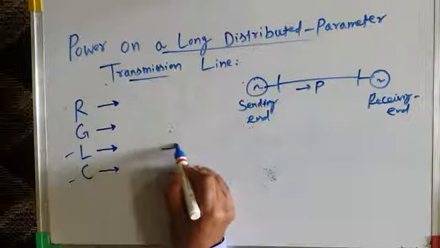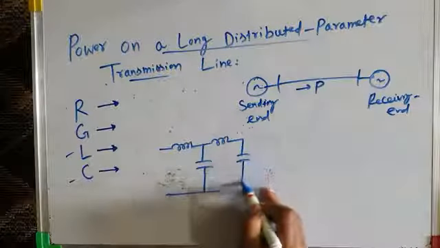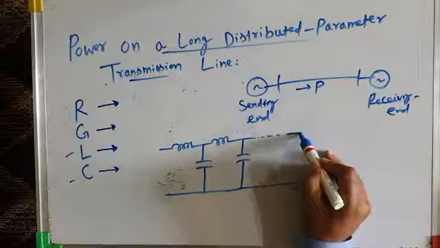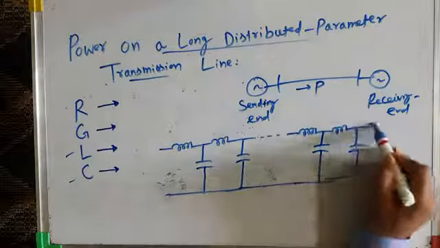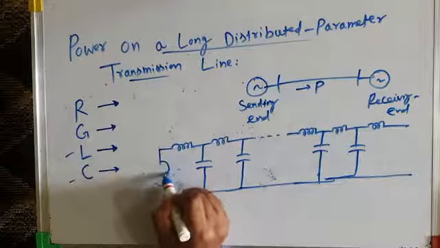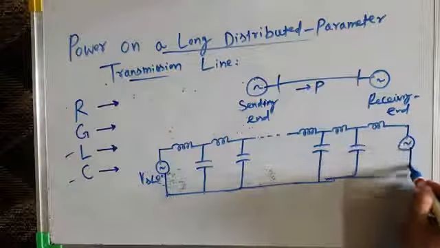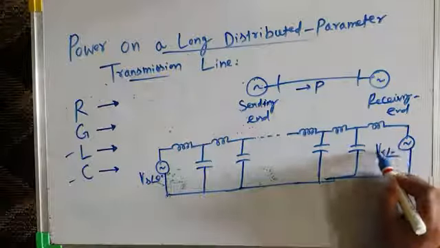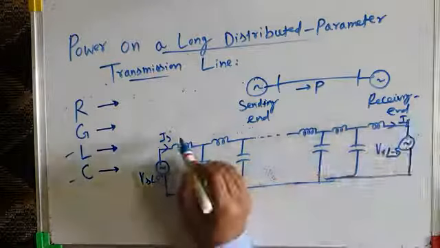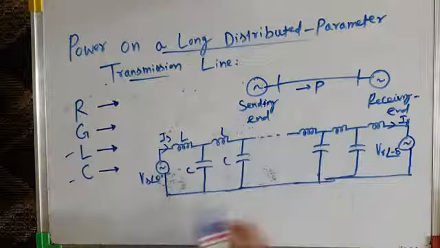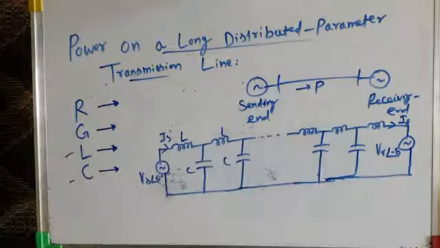The model of a power transmission line with distributed parameters is like this. We have series inductance, shunt capacitance, then again inductance, capacitance, and so on. A large number of series inductances and shunt capacitances like this. This may be the sending end, or one end of the transmission line. Sending end voltage is Vs at an angle of 0 degrees, and this is the other end of the transmission line. You can call it the receiving end, where the voltage is Vr at an angle of minus delta. The sending end current is Is, the receiving end current is Ir, the inductance is Lc, and so on. So this is the model of a long distributed parameter transmission line. We have modeled it through inductances and capacitances.